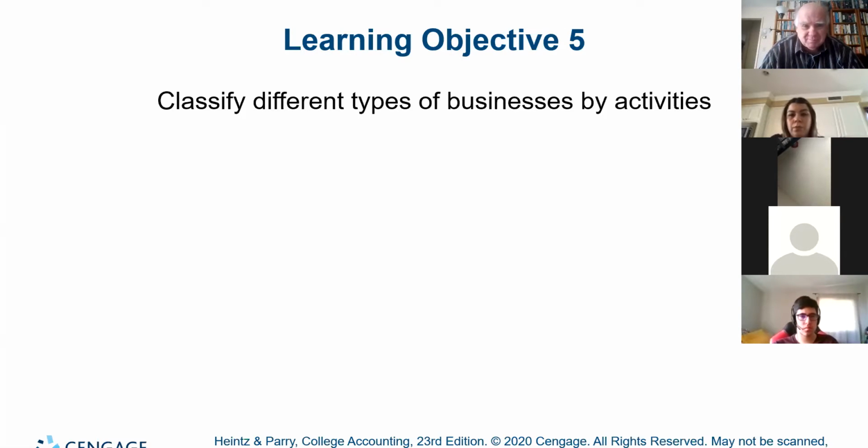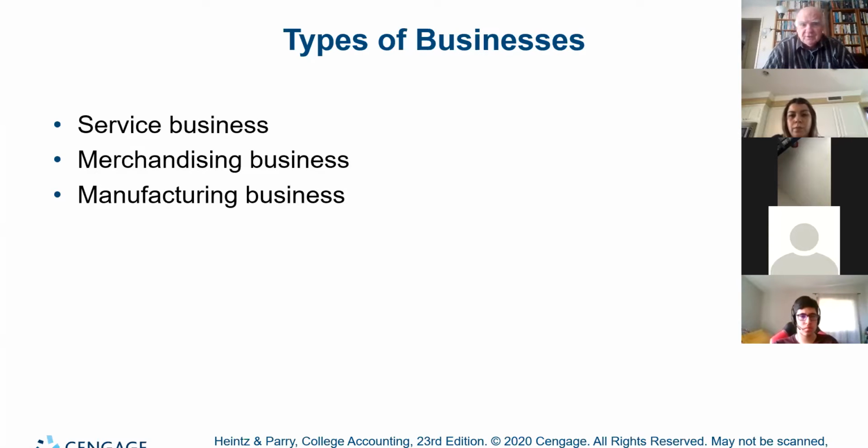Different types of businesses by activity. Service business. We're going to be doing mostly service businesses and merchandising here. Service business, that's somebody who delivers a product, perhaps, maybe FedEx, maybe a pizza delivery guy, a lawyer, an architect. They're not buying and selling physical products. Merchandising, that's Neiman Marcus, that's Kmart, that's Target.